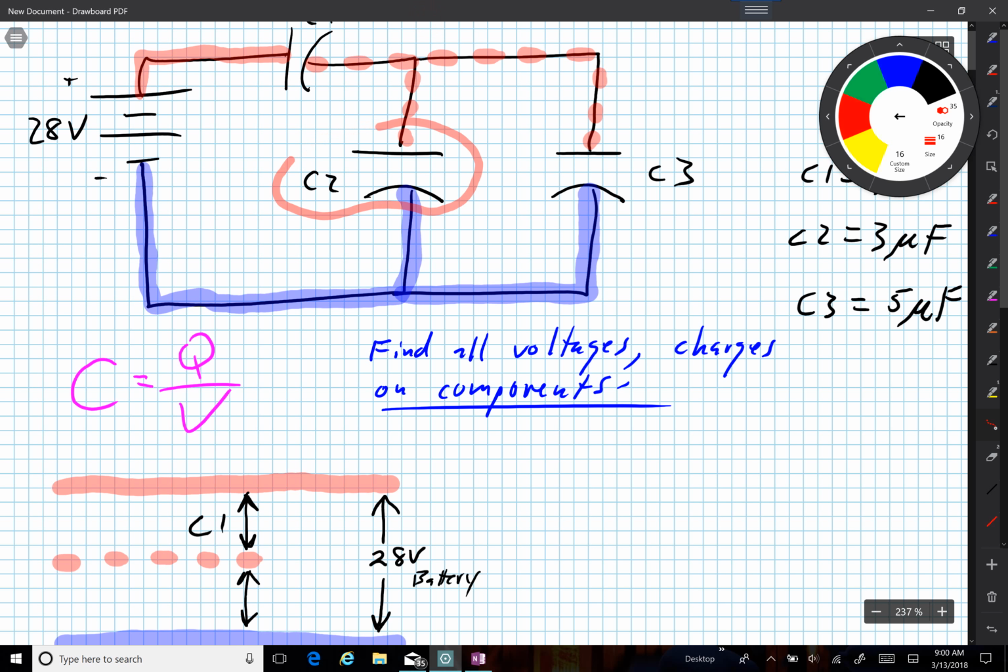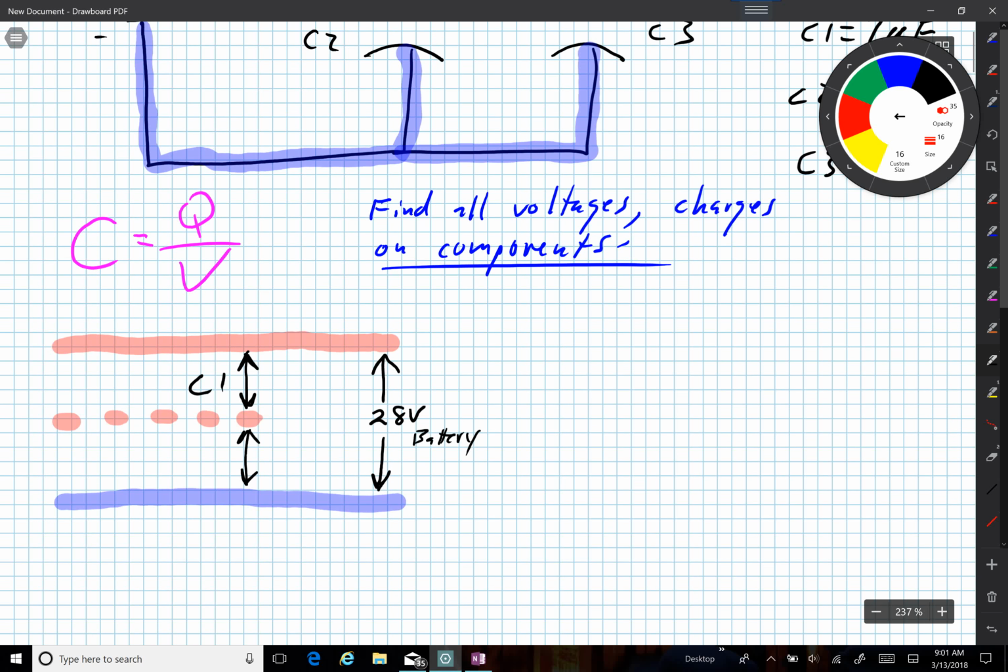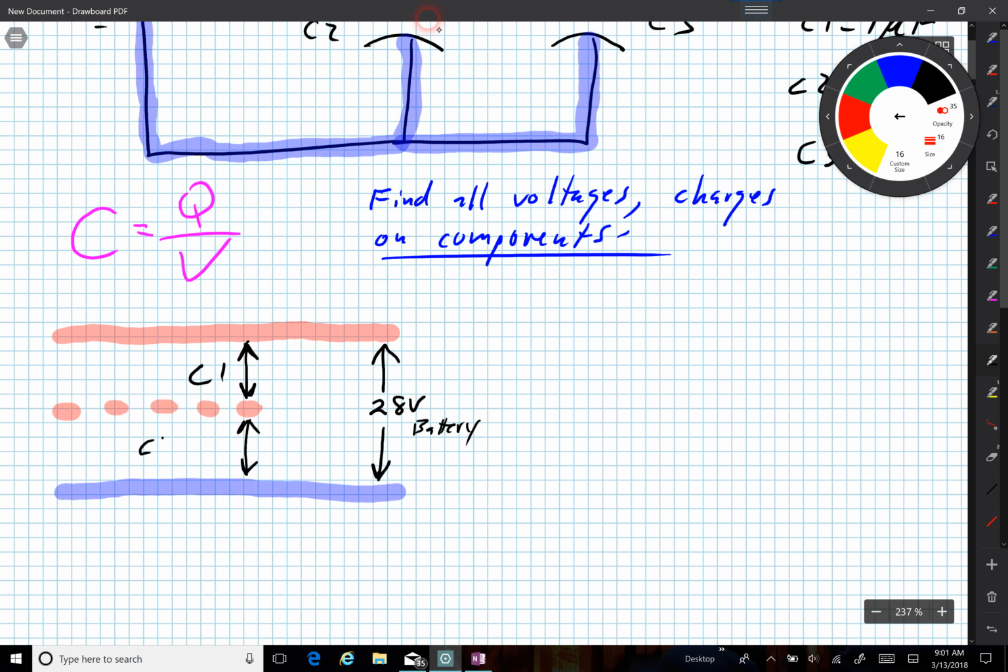I have C2 has that color combination across, and C3 has that color combination. Look at the two wires going in and out of C2, and I've got dashed red, solid blue. Look at the wires going in and out of C3. I've got dashed red, solid blue. So down here on my diagram, I've got C2 and C3. Both have that color combination.